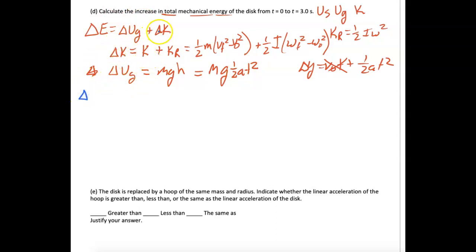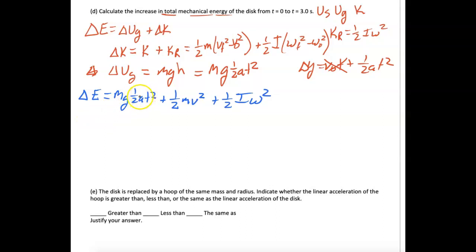So we're going to plug in delta K here, plug in delta UG here, and let's see what we get. So this is equal to mg times 1/2 of at squared plus 1/2 of mv final squared plus 1/2 of I omega final squared. And I didn't include the finals, it just becomes redundant after a while. Now that we have that, we need to go through and let's change some things here.